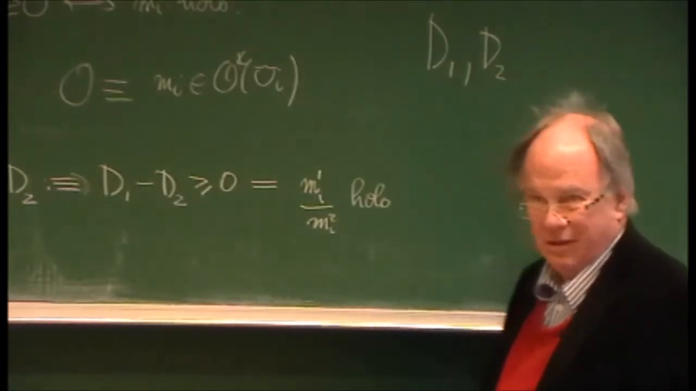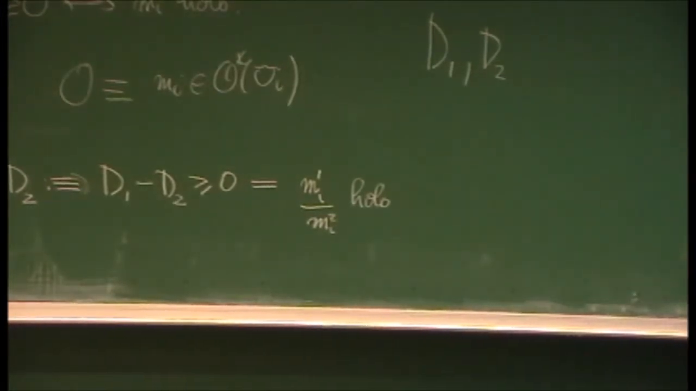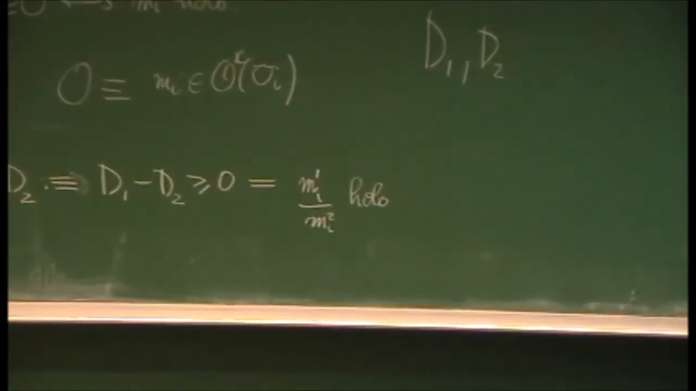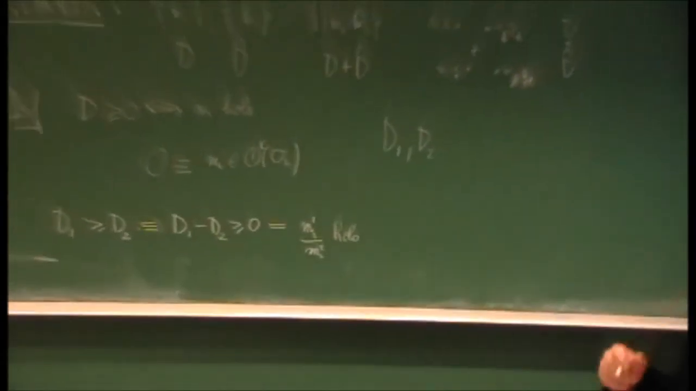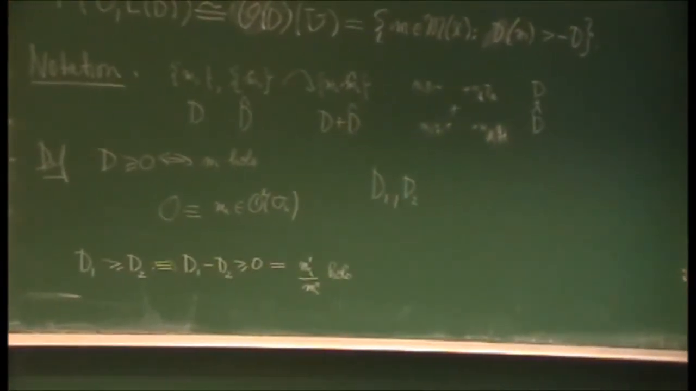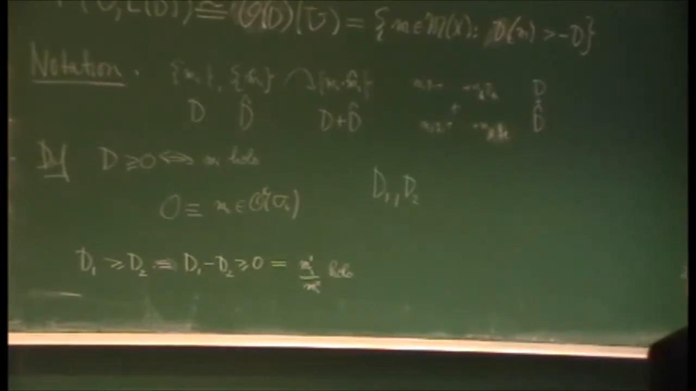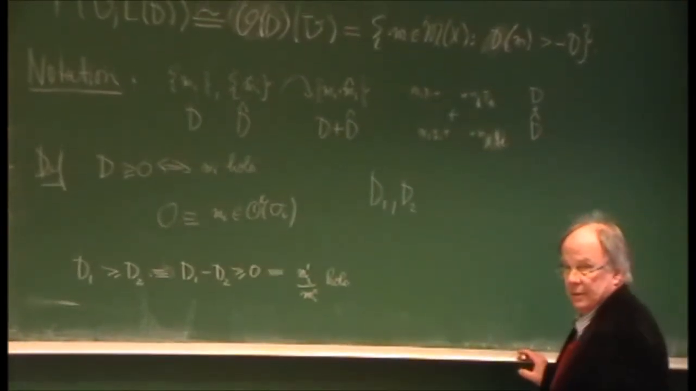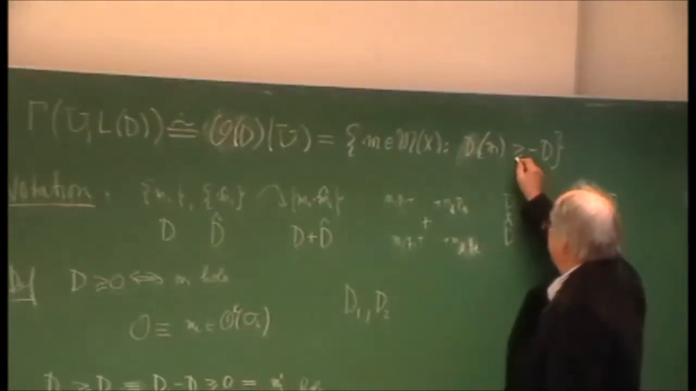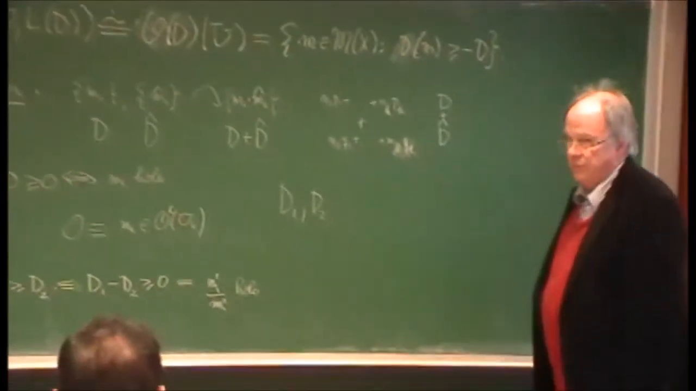Up there, is it just a typo that we put strictly greater than minus D? I'm just not hearing very well. Is it a typo up there when you put strictly greater than minus D? Yeah, right. That's what you meant, yeah.